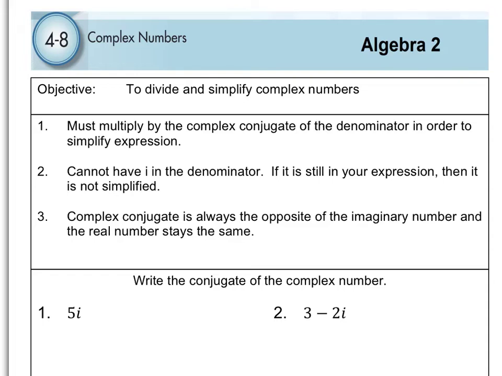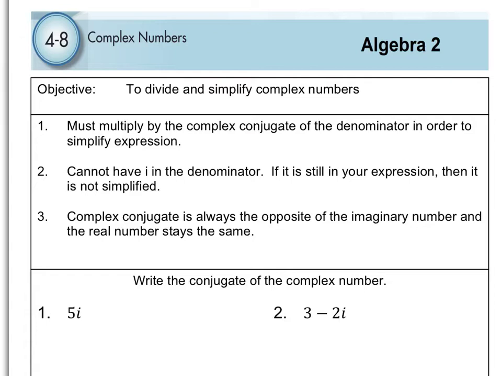Okay, this is section 4.8, complex numbers. And our objective with this section is to be able to divide and simplify complex numbers. Okay, just some steps to go through as we talk about a couple things here to begin with. Number one, you must multiply by the complex conjugate of the denominator in order to simplify the expression. And we're going to talk about what complex conjugates are and how you find them.